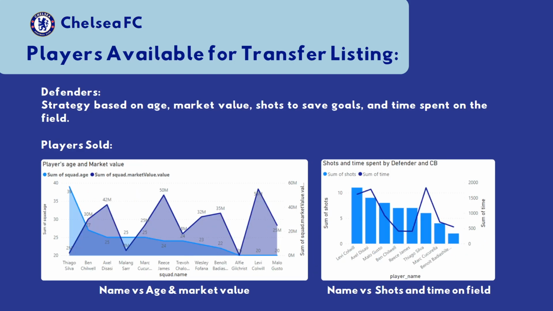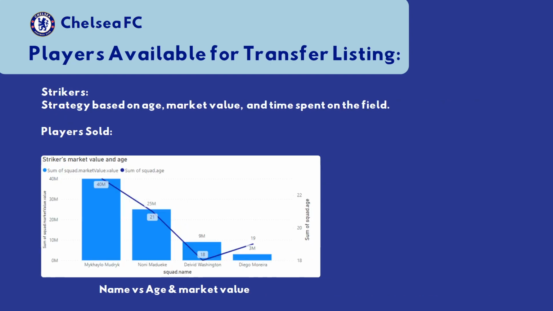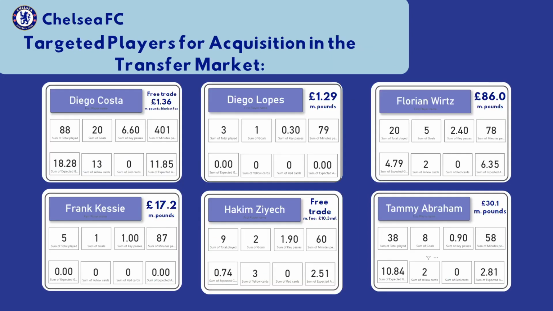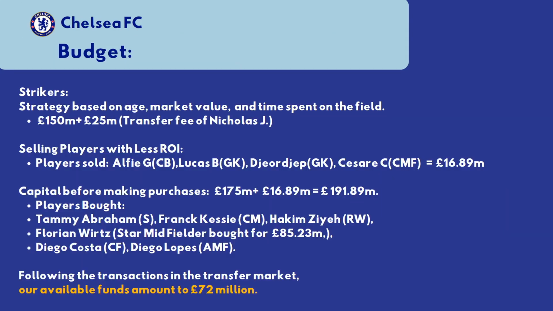Next, we have defenders. Again, similar to the midfielders, here we had shots versus the time spent on the field. Next, we have strikers. These again had age versus their market value. Before acquisition, we understood that certain positions were extra in the team and we could afford to let them go to make the team more efficient. Therefore, we understood that the goalkeepers and the center backs were more than needed, and that is why we let some of them go who were less useful, as we have shown in the before graphs.